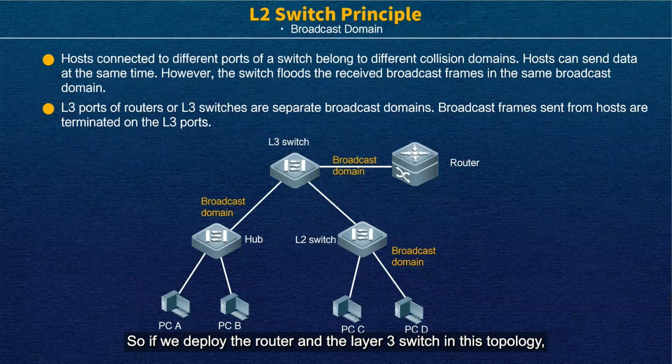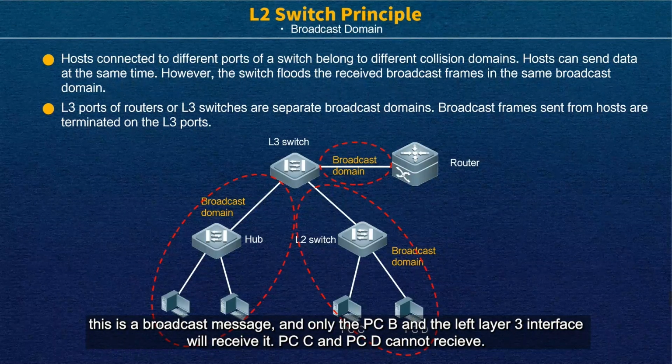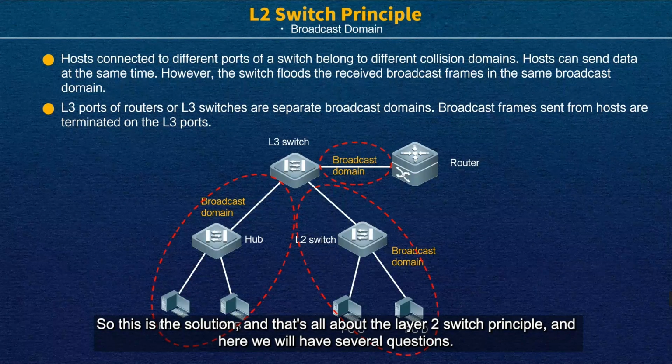So if we deploy the router and the layer 3 switch in this topology, finally we can get 3 broadcast domains. If PCA sends out a message like an ARP request, which is a broadcast message, only PCB and the layer 3 interface will receive it. PCC and PCD cannot receive it. So in some scenarios, we can make the resources more efficient. Okay, so this is the solution. And that's all about the L2 switch principle.